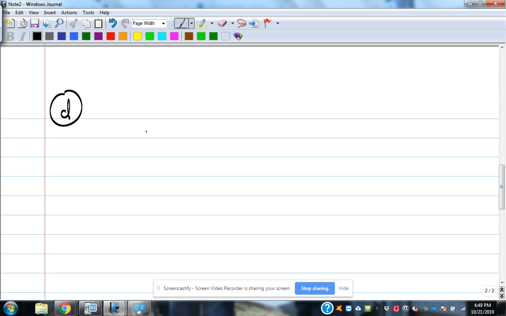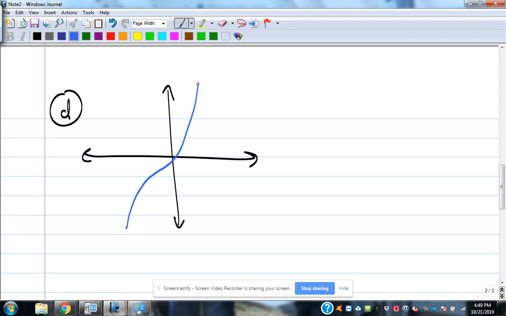So D. Here's just another coordinate plane, and there's a nice polynomial graph there. Does that pass the vertical line test? Yes. Does it pass the horizontal line test? Yes. So that means it is a one-to-one function. So yes.